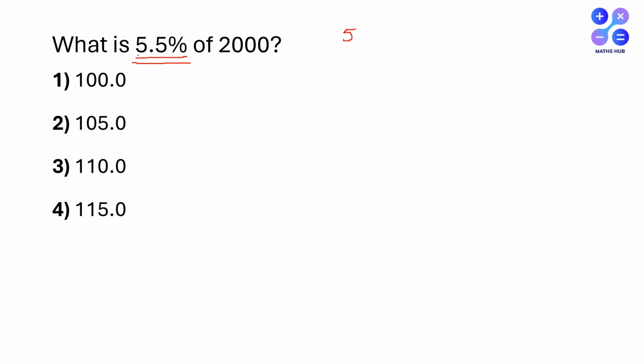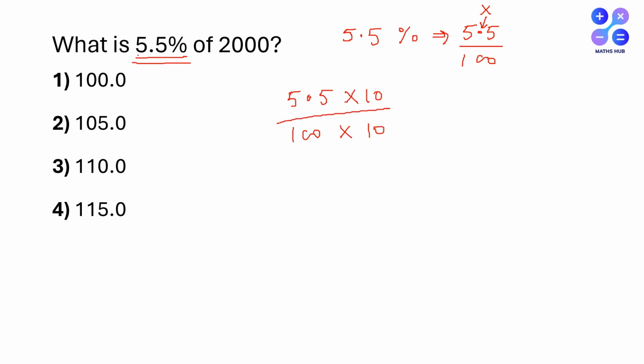Here 5.5% means 5.5 upon 100. That's the representation of percentage. So here the decimal point between 5 and 5 in 5.5 we have to remove first. How can we remove it? For that we have to multiply our numerator by 10, and there is a rule: whenever we perform any operation on the numerator, the same operation should happen with the denominator. So we also multiply our denominator by 10.